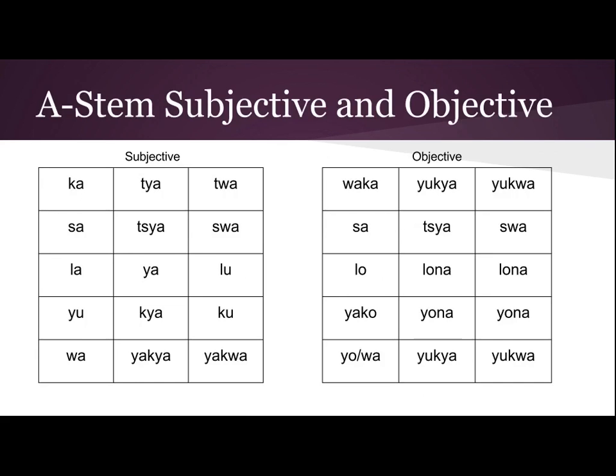I'm also going to go through these with the charts side by side. So we had ga, za, la, you, wa, dia, ja, ya, gia, yagya, dwa, swa, lu, gu, yagwa. That was the subjective. The objective, waga, za, lo, yago, yo or wa, yungya, ja, lona, yona, yungya, and the third column, yungwa, swa, lona, yona, yungwa. So generally when we go through them and we read through them or we practice in class or on your own, we start with the first one and go down, and then we go to the second one and go down, and then we go to the third one and go down. That's usually how we do it.